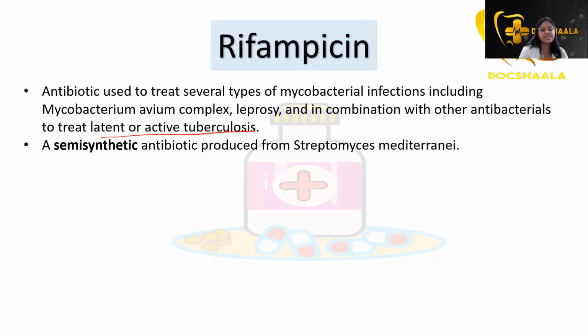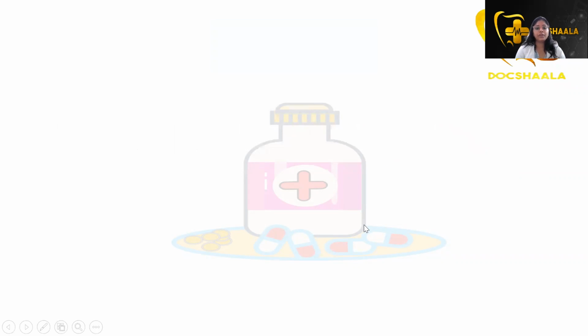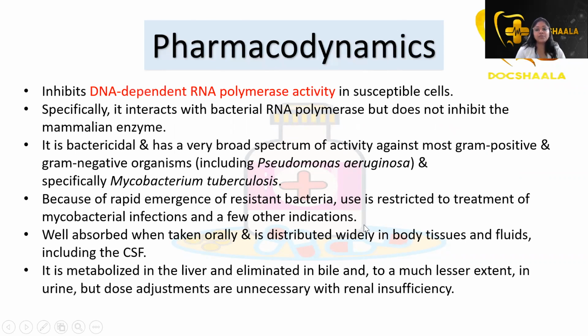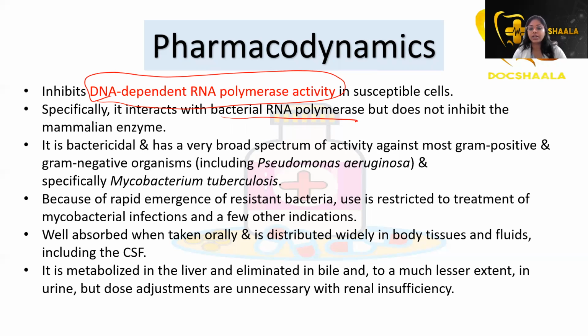Okay, so it is a semi-synthetic antibiotic produced from Streptomyces mediterranei. So this is important, keep it in mind. Then what is the pharmacodynamics behind rifampicin? It acts by inhibiting the DNA dependent RNA polymerase activity in susceptible cells. Specifically it interacts with the bacterial RNA polymerase but does not inhibit the mammalian enzyme.